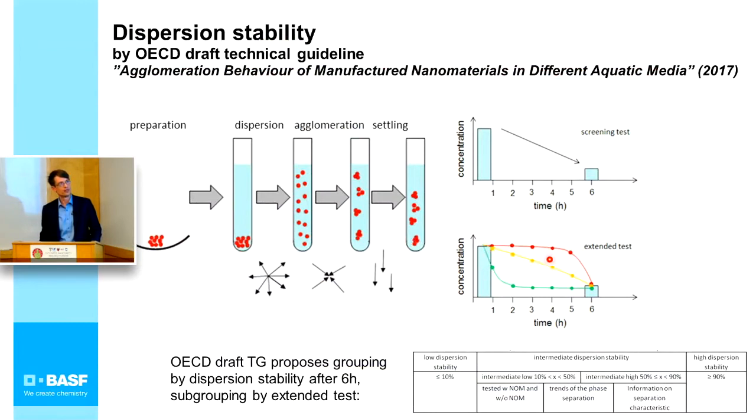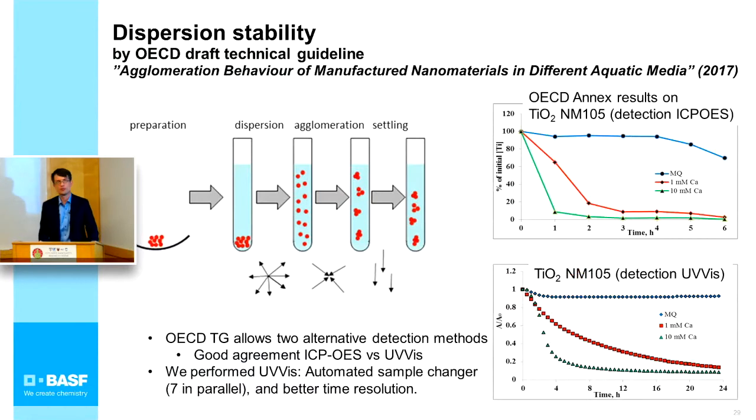Different materials would show different dynamics, but essentially this draft guideline already proposes a grouping, because it says if over 6 hours less than 10% remain in the supernatant, then this is a low stability material. If more than 90% remain dispersed, this is high stability, and then two groups in between. I think this is quite useful. That's very pragmatic. They propose two different methods.